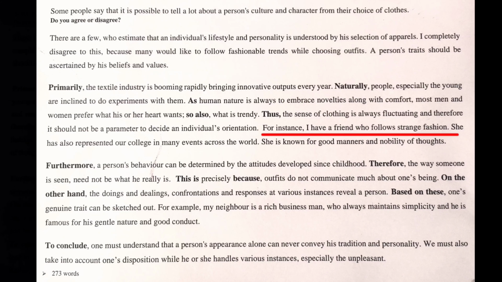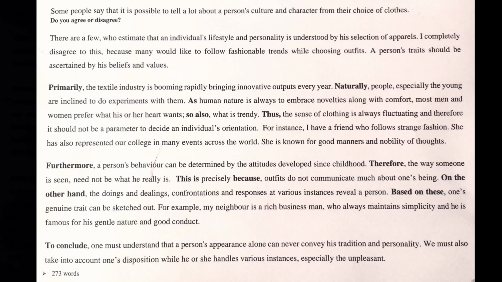Now I am going to write an example which may not be true to fact. You can fabricate an example, but keep in mind the example should justify the entire paragraph, not just one single sentence in the paragraph. Now let me read it out for you. For instance, I have a friend who follows strange fashion. She has also represented our college in many events across the world. She is known for good manners and nobility of thoughts. See, this argument justifies the entire arguments in the paragraph. We should write our example in that way. Okay. And I told you that it need not be true to fact. You can fabricate an example.